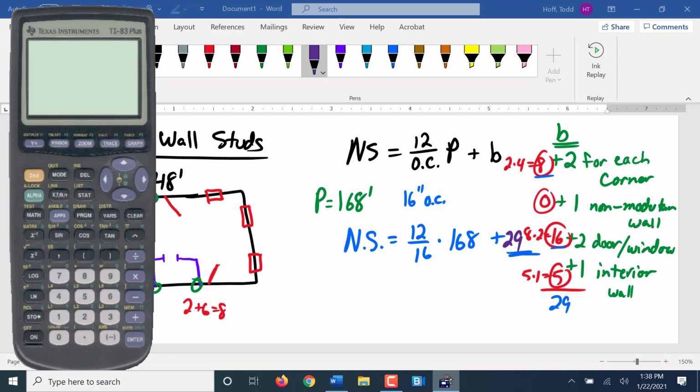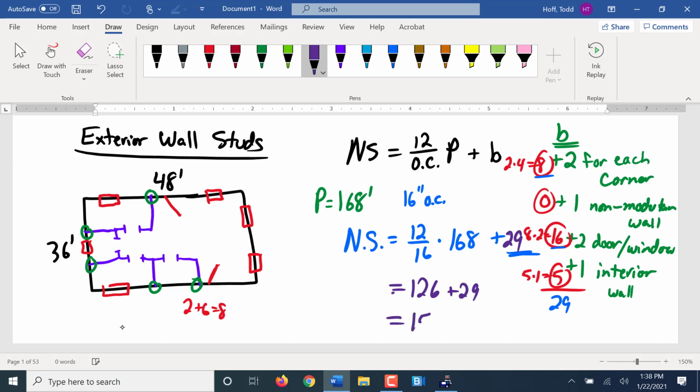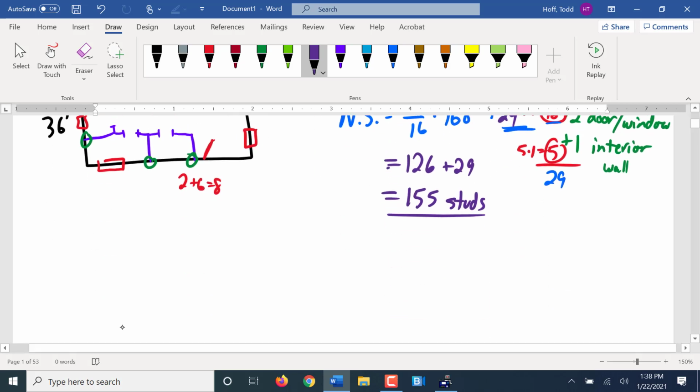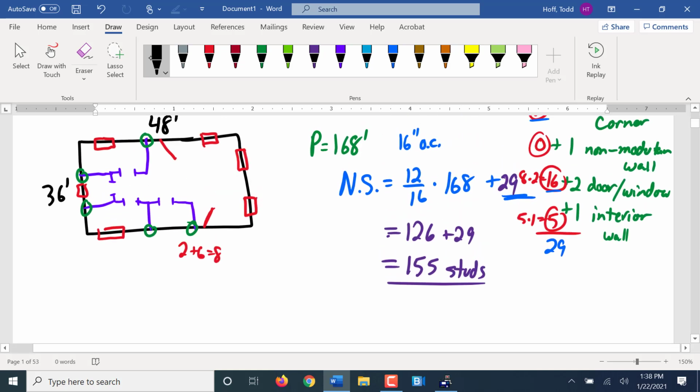So the 12 over 16, just do 12 divided by 16 times 168 gives us 126, plus 29, which is 155 studs for the exterior wall. Not so bad? What's that? Yeah, there are some things I could do here.